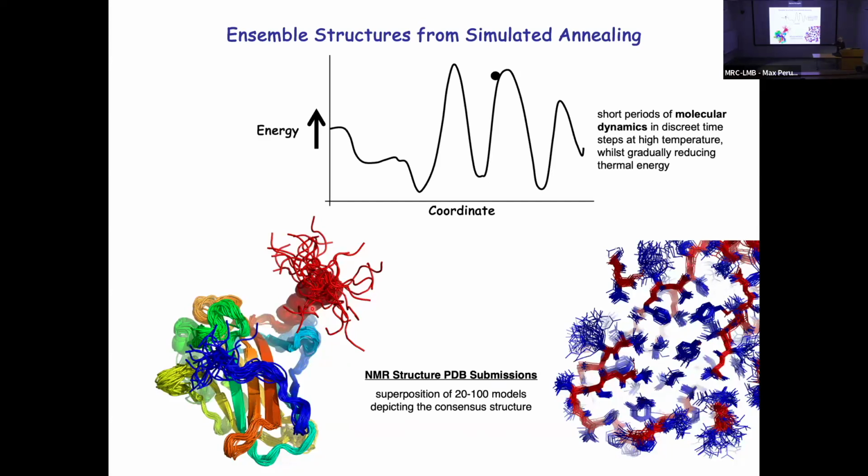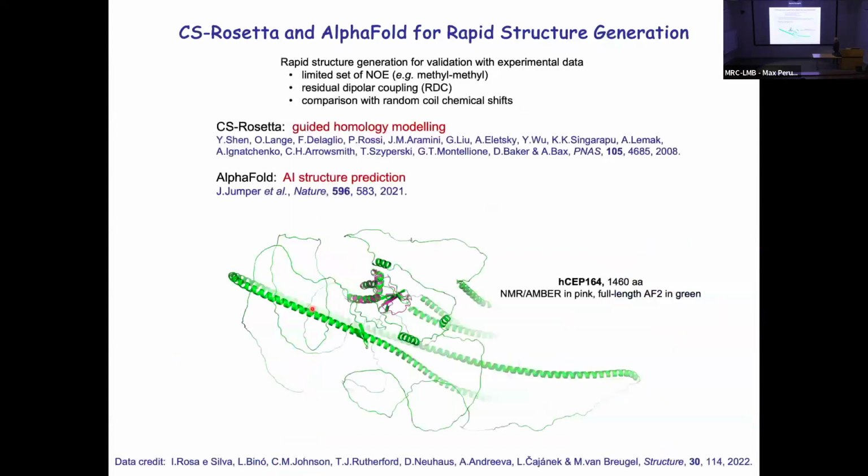The point I want to make from this slide is that when you look in a database of deposited NMR structures, you don't see one single structure describing what's in solution. What you see is an ensemble from multiple simulations, and it's giving you a depiction of how well these elements converge. So this is why NMR structures contain multiple states, commonly anything between about 20 and 100 models depicting the consensus structure.